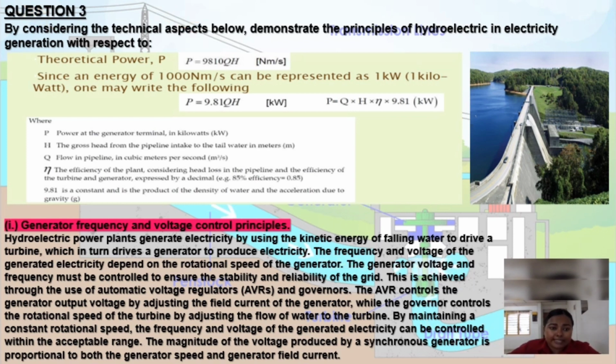Hydroelectric power P, since and energy, PHQ is N is efficiency, 9.81 is the gravity. So this is an example of a dam, the picture of a dam. So now let's talk about first, generator frequency and voltage control principle.